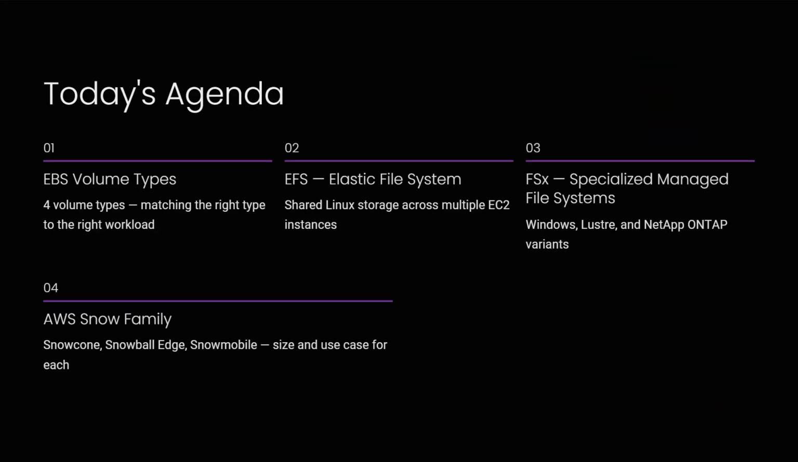Here is our game plan for today. First, we are going to decode EBS volume types. You will learn exactly which virtual hard drive to pick based on what you are trying to build. Then we will solve a really common cloud problem, sharing files across multiple servers at the exact same time. We will look at EFS and FSx, and I will give you the exact trigger words you need to spot on the exam. Finally, we are talking about offline data migration with the AWS Snow family. Because believe it or not, sometimes the absolute fastest way to get your data into the cloud isn't through an internet connection. It's by mailing a rugged suitcase to an AWS data center. Yeah, you heard it right.